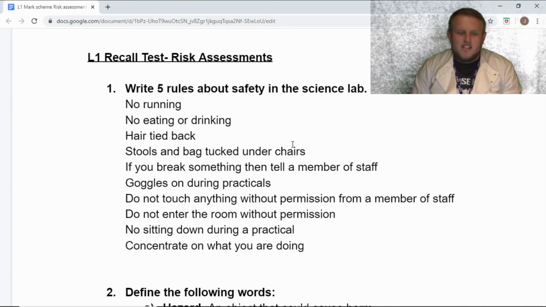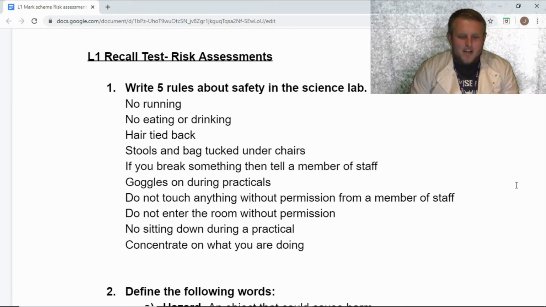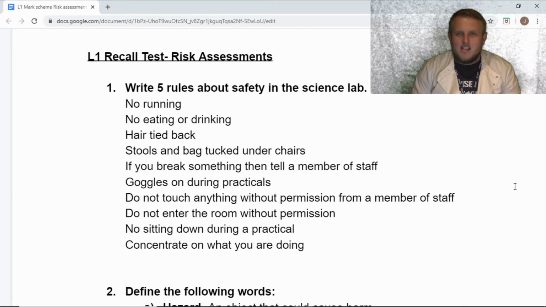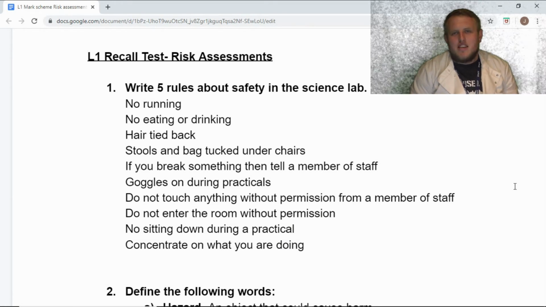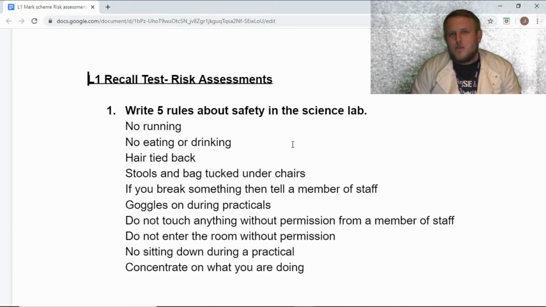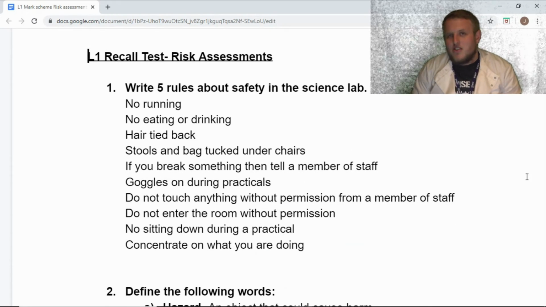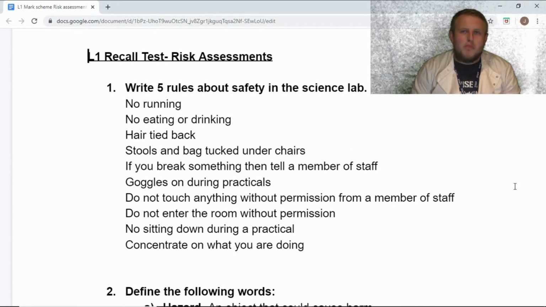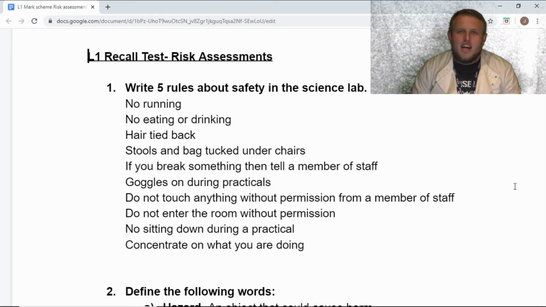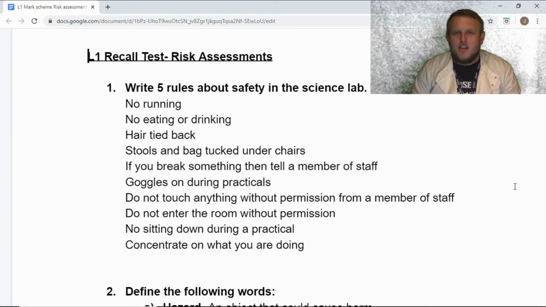Time to go through the answers. The first question wants 5 rules about safety in a science lab, and obviously it's things like wearing goggles when doing experiments, following teacher's instructions, reporting spillages to the teacher, and handling glassware carefully.